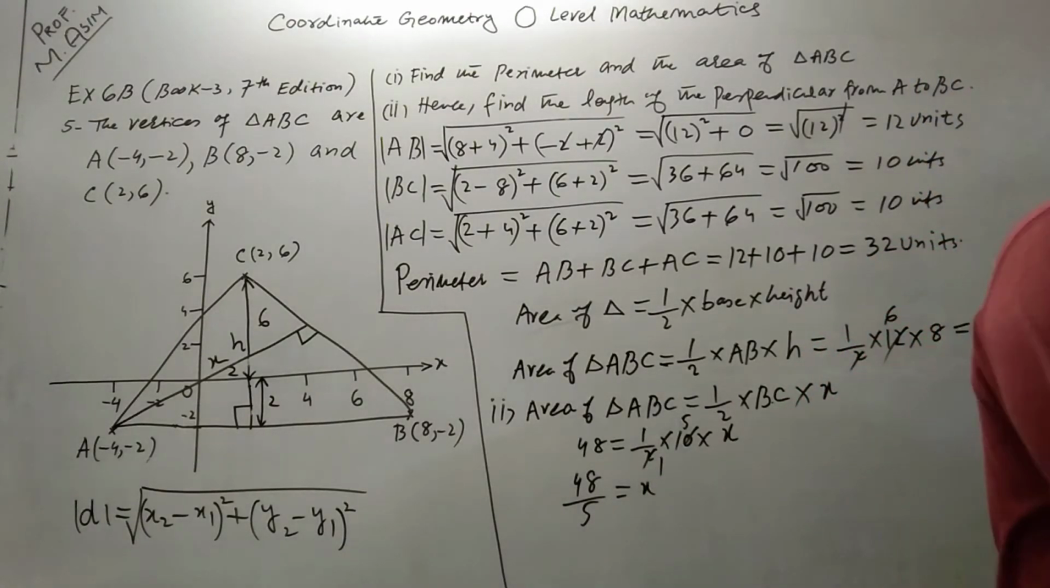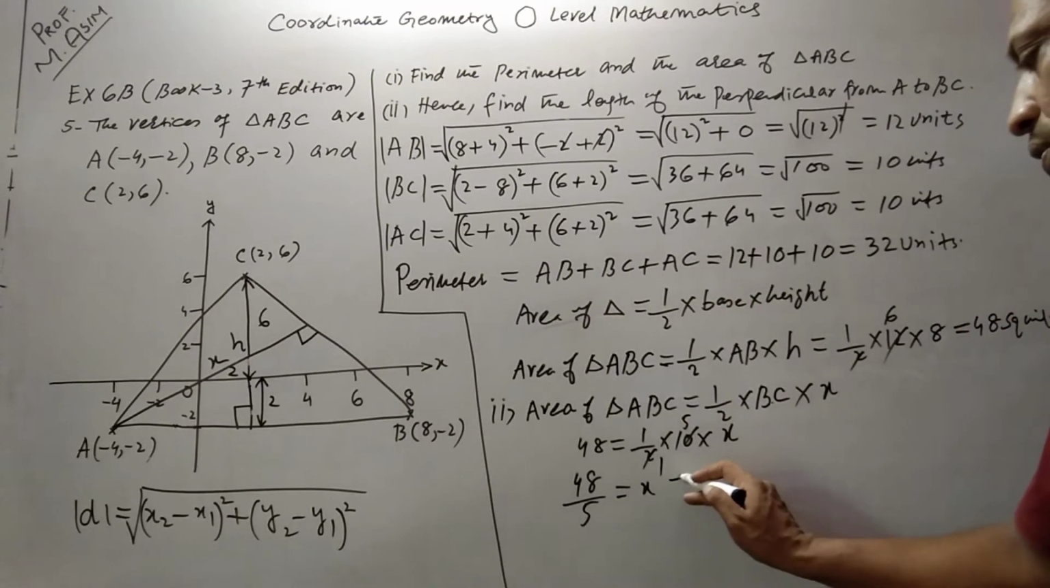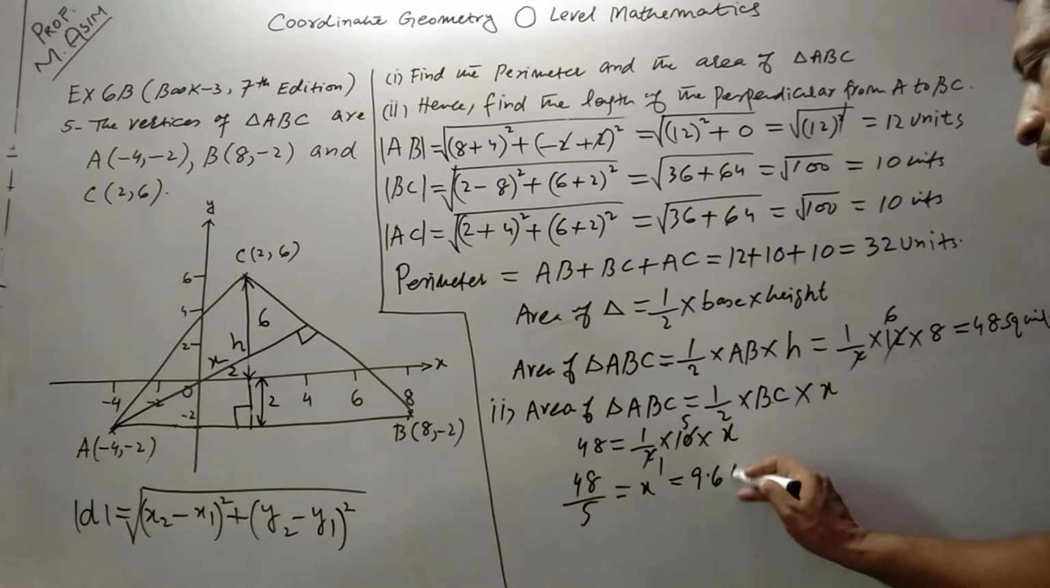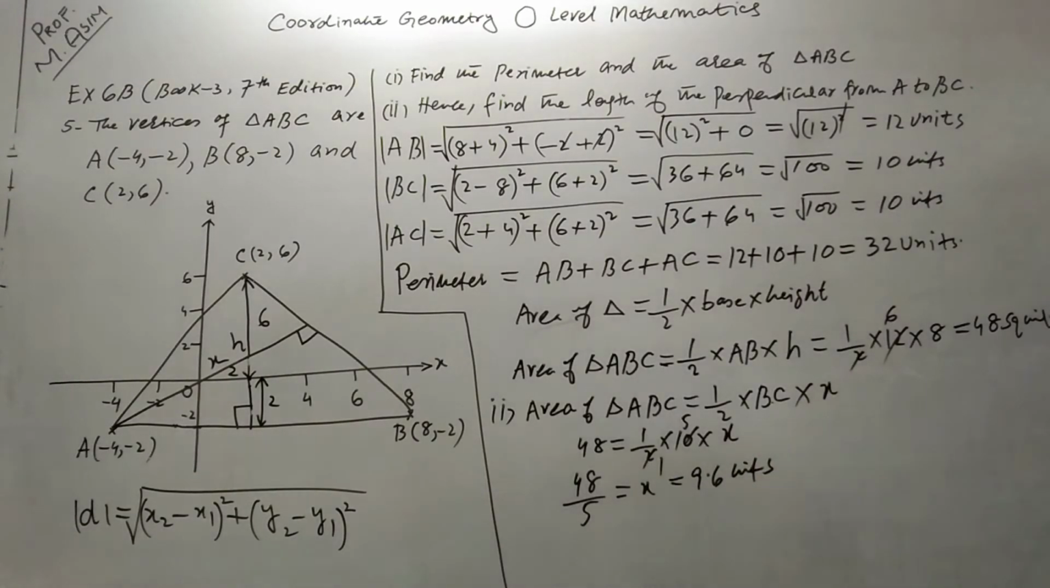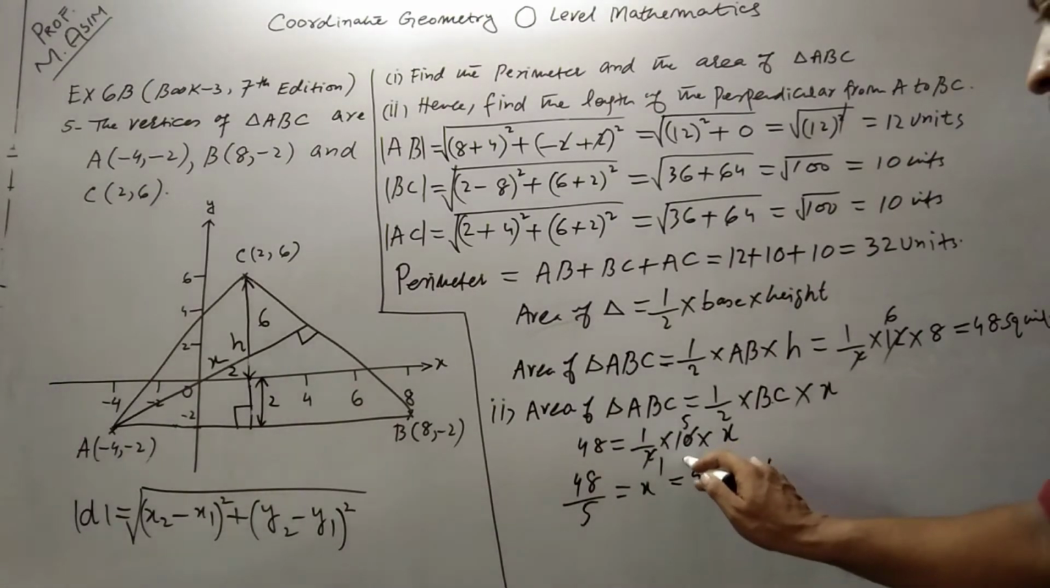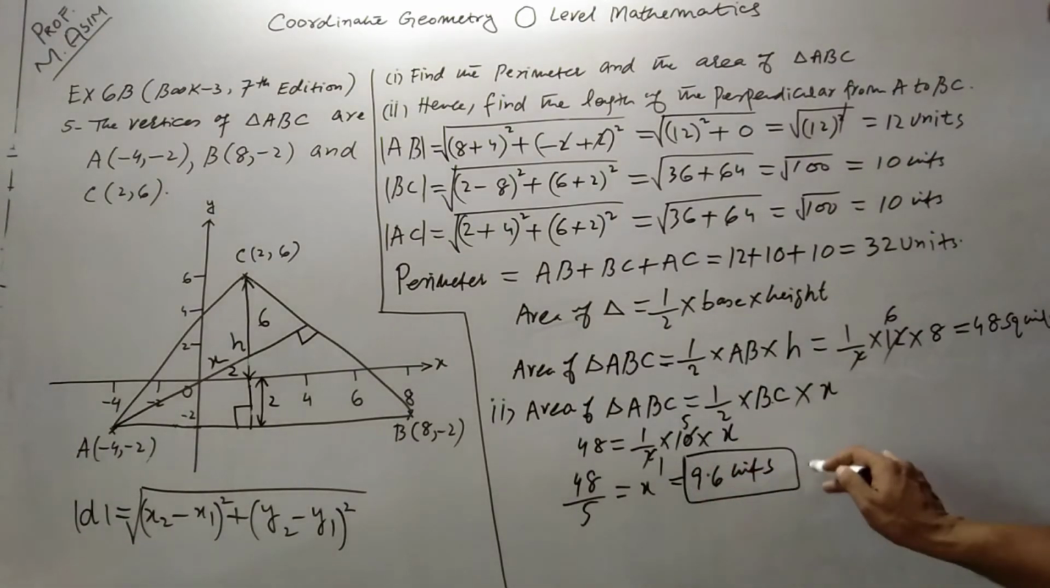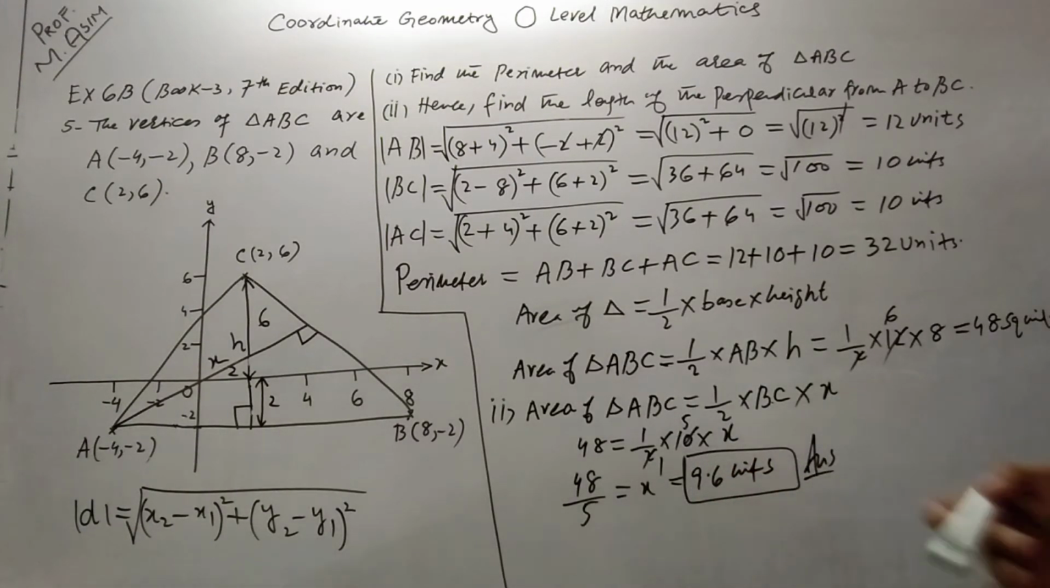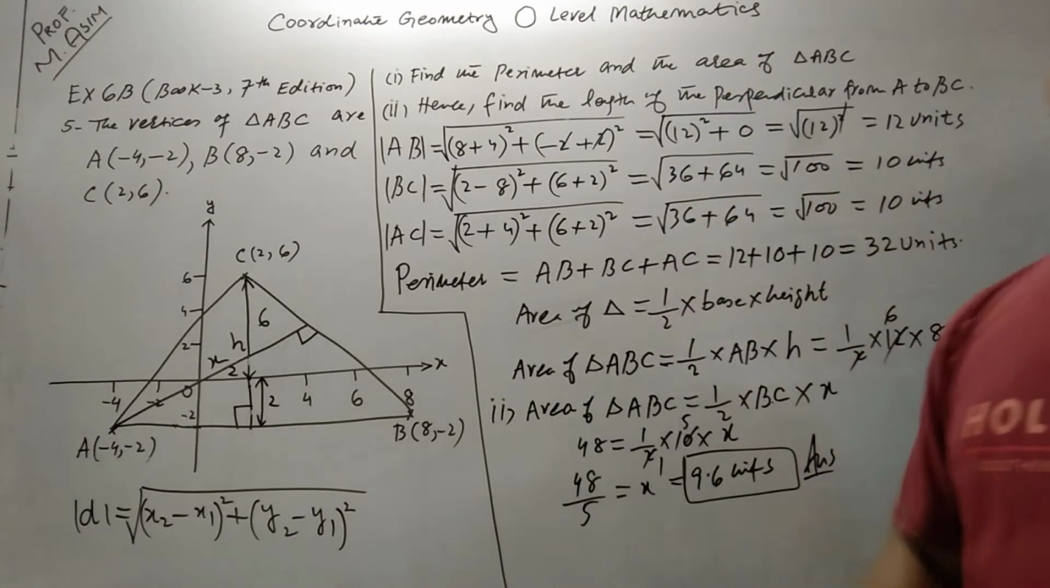So 48 upon 5 is equal to X. 48 upon 5 is 9.6 units. Hence the length of the perpendicular from A to BC is 9.6 units. This is our answer. So hope you understand this question. This is a word problem of distance formula.